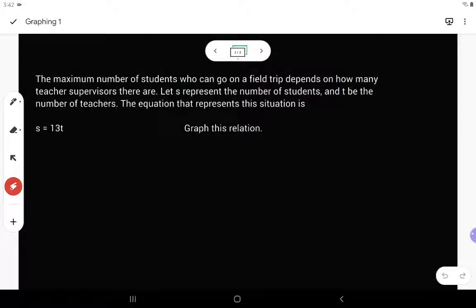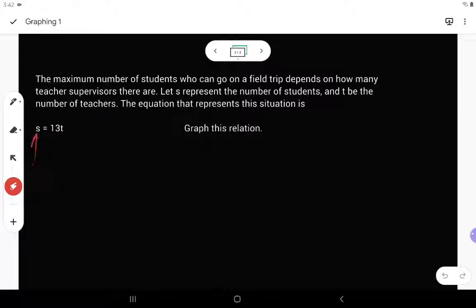So if I was given something like this, it says the maximum number of students who can go on a field trip depends on how many teacher supervisors there are. Let S represent the number of students and T be the number of teachers. So for us, where we are in the CBE, our ratio for grades 7 through 12 is we could take you on a field trip so long as for every 13 kids we have at least one teacher. So if I have one teacher, then I can bring 13 kids. So that's what this is saying here.